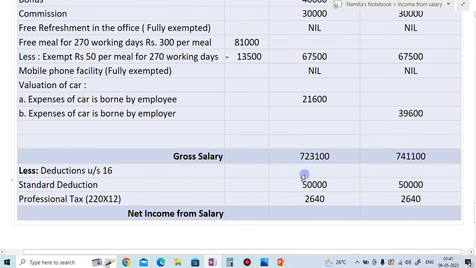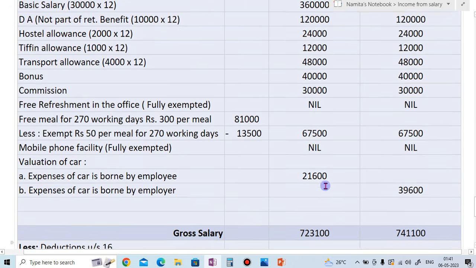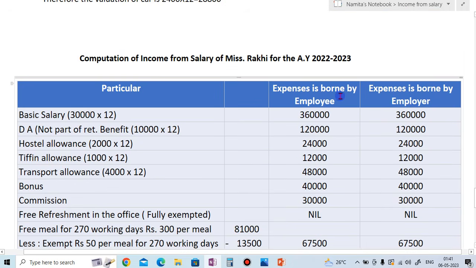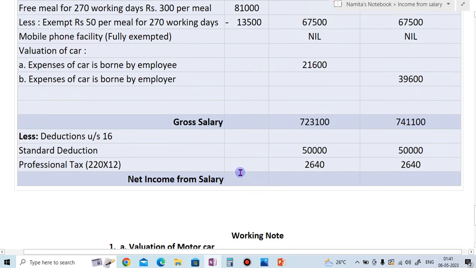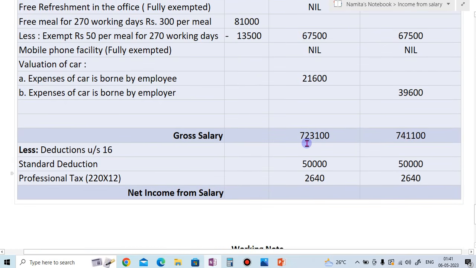Now from gross salary, we have to less 50,000 and 2,640. So if the expenses are borne by the employee, the net income from salary will be gross salary 7,23,100 minus 50,000 minus 2,640. The net income from salary will be 6,70,460.